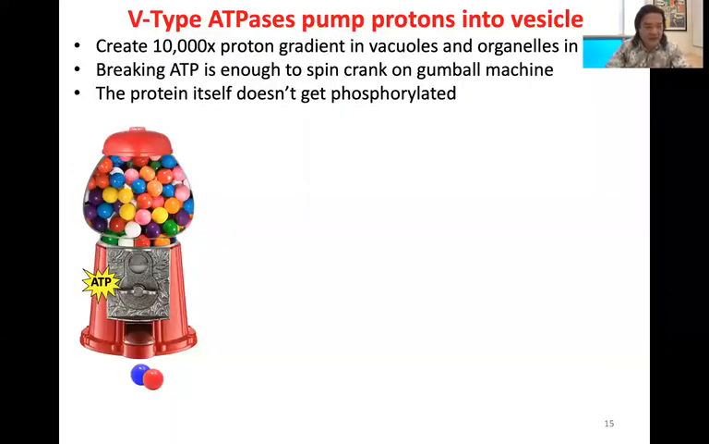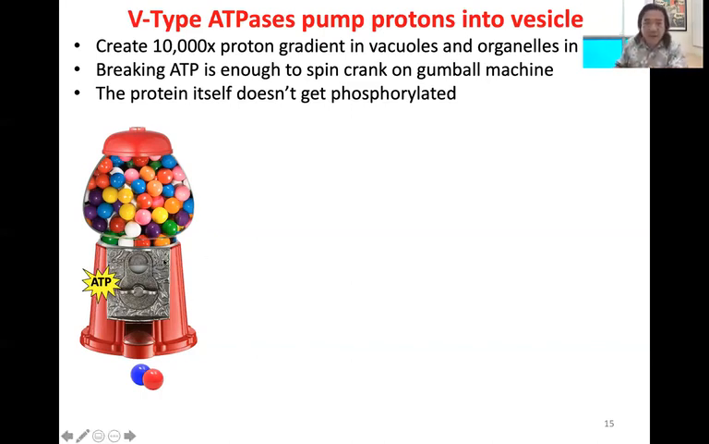Okay, last slide for today. This is kind of a fun slide. I mentioned V-type ATPases as another example of these ATP-breaking proteins that function to move something. In the case of V-type, they move protons. These V-type ATPases are very effective. They can build up proton gradients, of high H plus on one side of the membrane and low H plus on the other side, about 10,000 times difference. That's amazing. And so this is often used in vacuoles in our cells, so that's why they're called V-type.